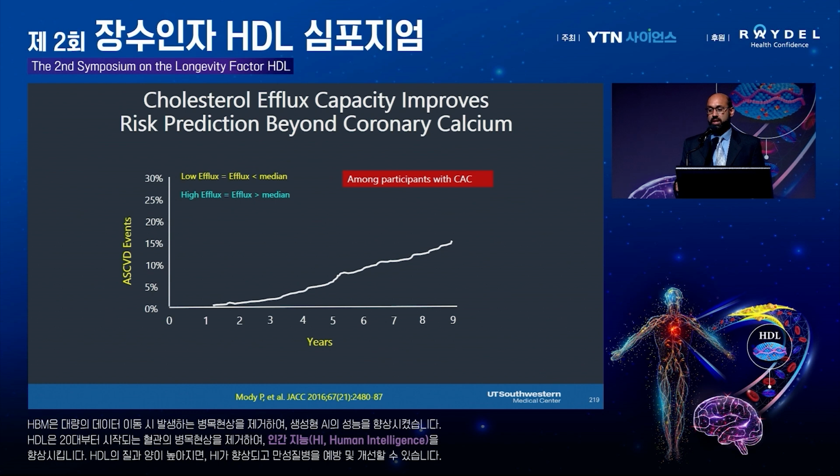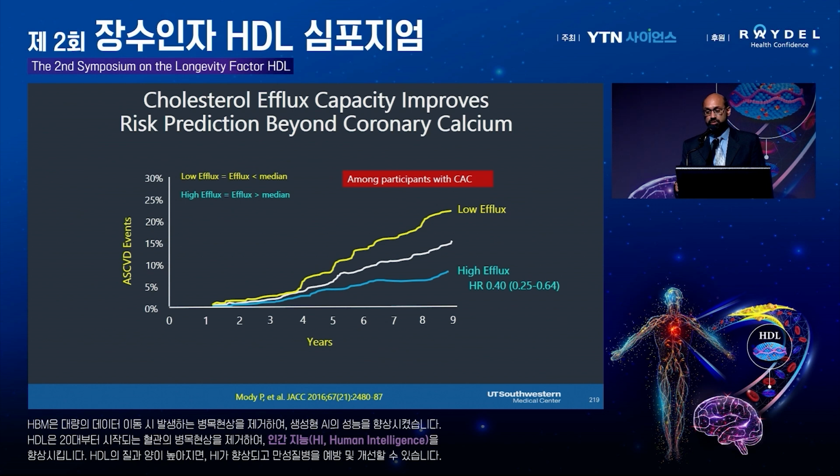So we restricted our analyses in the Dallas Heart Study to only those who already had coronary calcium at baseline, because that already predicts that these individuals are at higher risk, and maybe other biomarkers may or may not have additional risk refinement capabilities. So this white line is the overall group of people with baseline coronary calcium over 9 years, developing ASCVD. And interestingly, those who had low efflux, less than the median, although they already had coronary calcium, had even higher rates of incident ASCVD.